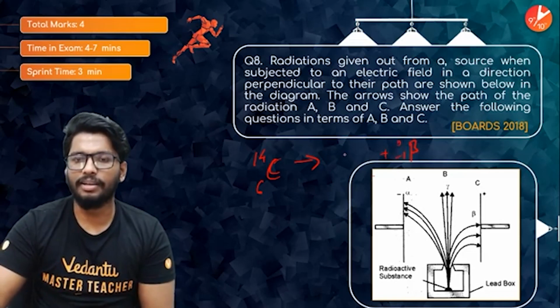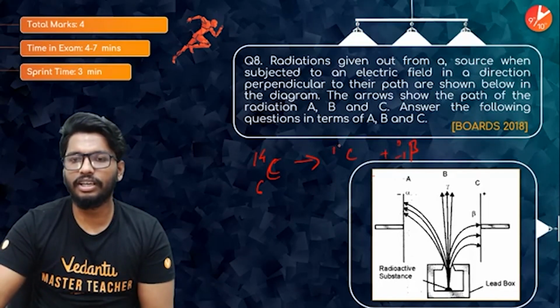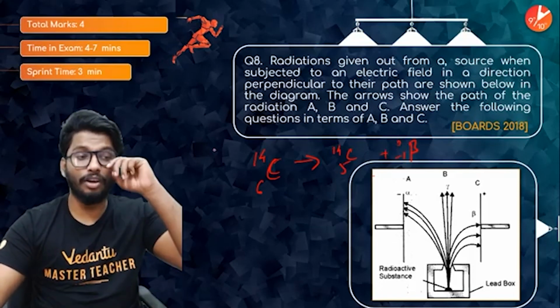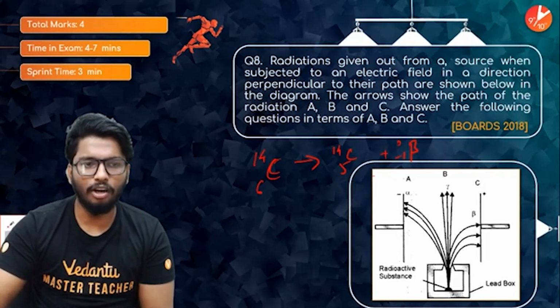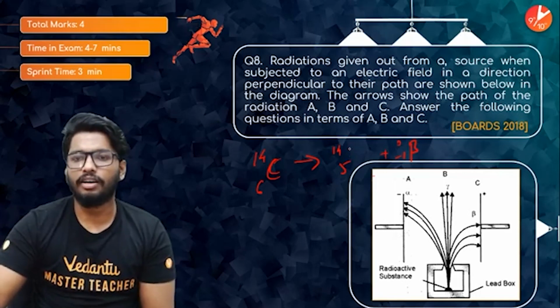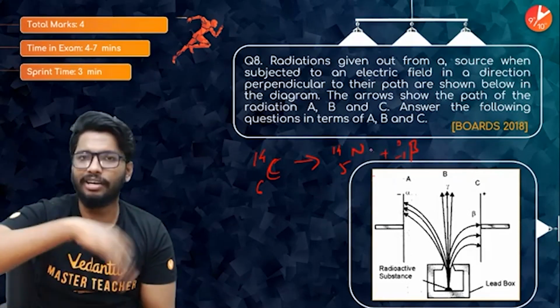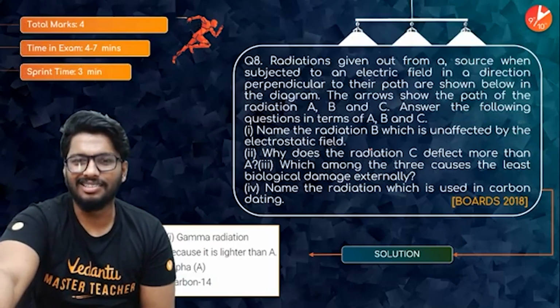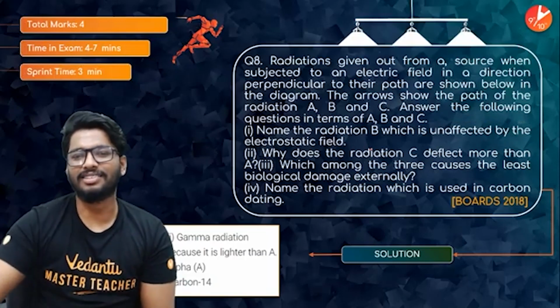So C-14 decays, and you're getting a new element. It will not be C anymore, it will be N, nitrogen. So that's what's going to happen. The atomic number increases by 1 and the mass number remains the same. So yeah, I think that is the answer, guys. They have not mentioned it over here, but yes.